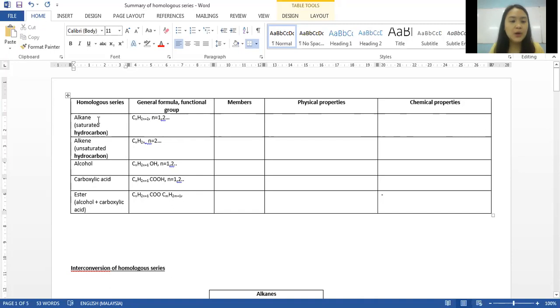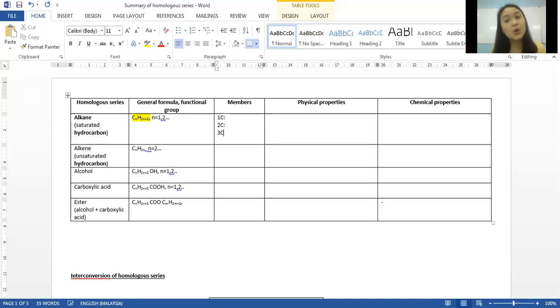So we do a quick recap regarding the first homologous series, alkane. Members of alkane all follow the general formula CnH2n+2, where n starts from 1 onwards. When I say n starts from 1 onwards, it means the first member has 1 carbon, the second member has 2 carbon, the third member has 3 carbon, and so on and so forth. All the members of alkanes basically do not have a very obvious functional group.